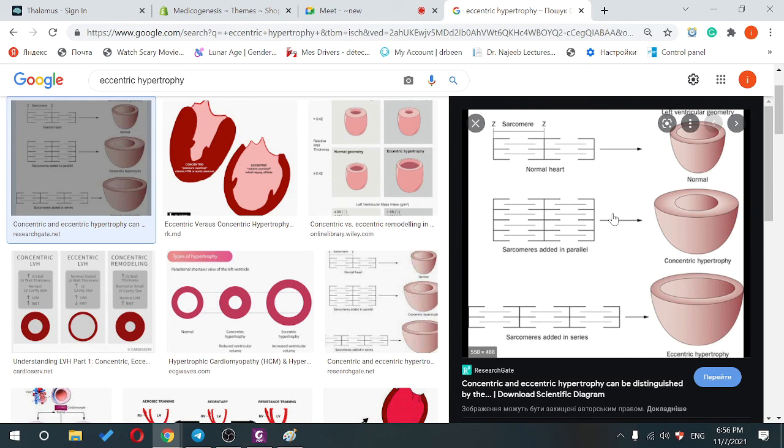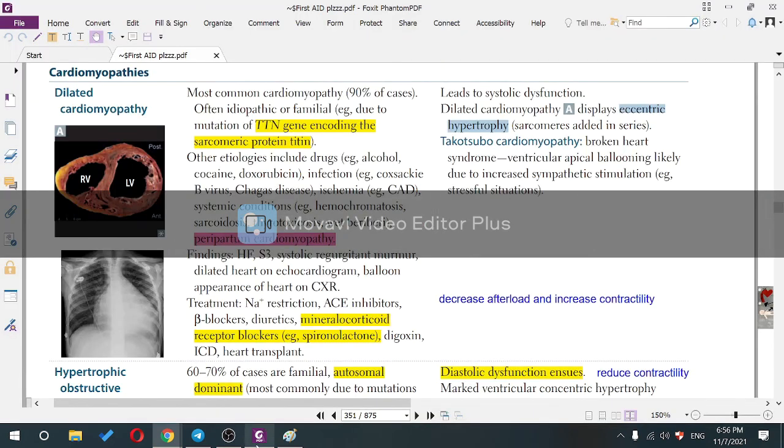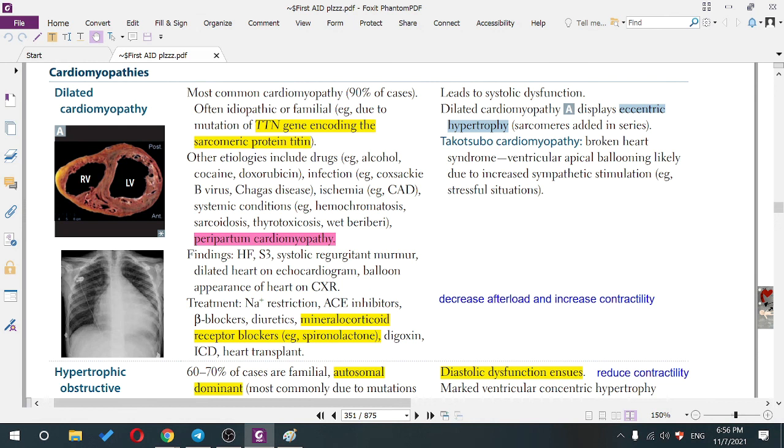Okay, so you can see here how they are in series, one after the other, that makes it dilated. While if you put them in parallel, you just make the wall thicker. Okay, let's speak about the next one. The next disease we are going to speak about is Takotsubo. So keep in mind that if they are located in series, this patient will have dilated cardiomyopathy.